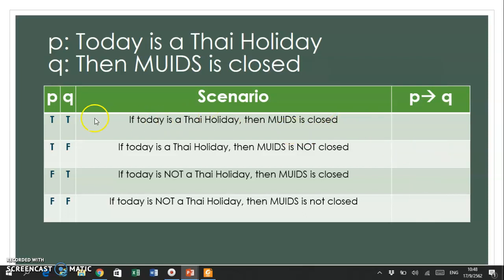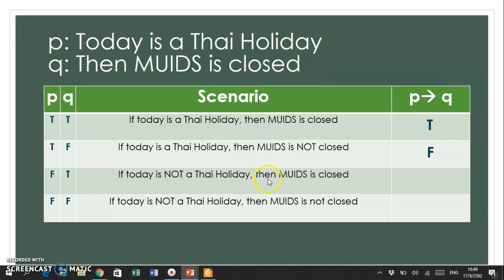So in this first one, we have true and true. If today is a Thai holiday, then MUIDS is closed. Well, our expectation is met because today is a Thai holiday, and MUIDS is closed. Both, our expectation is met, so that would be true. If today is a Thai holiday, then MUIDS is not closed. Well, our expectation was not met because today is a Thai holiday and MUIDS is not closed. Okay, so this would be false.